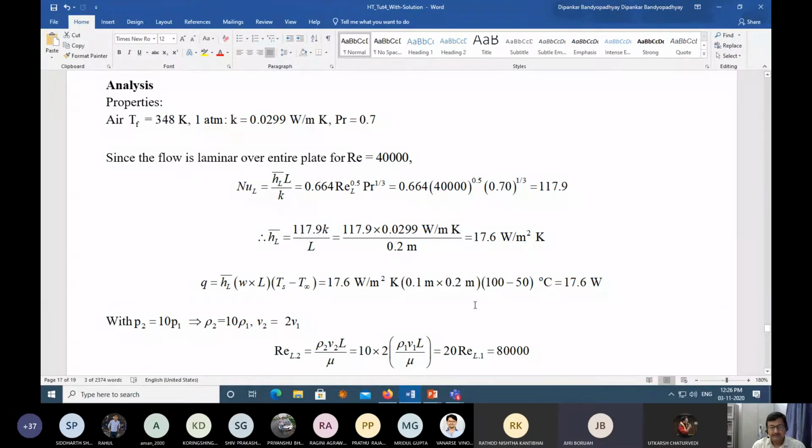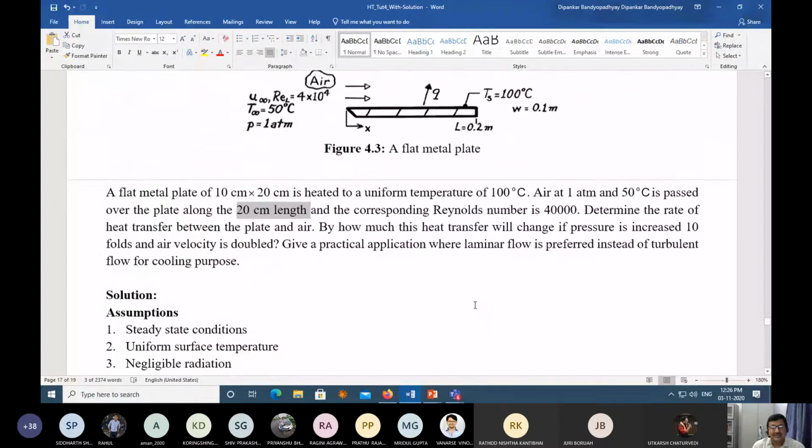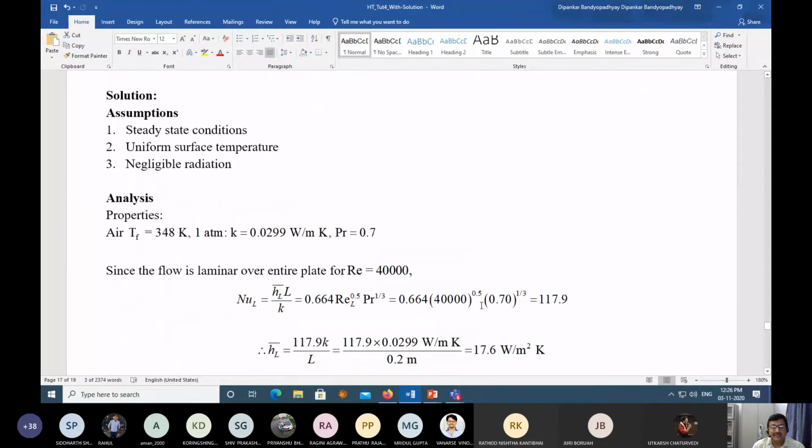17.6 watt divided by... So that is your rate of heat transfer, right? Yes, sir. Now the question is that the air pressure is increased twice and air velocity is doubled. So what will be the change here in this expression? What will be the change?